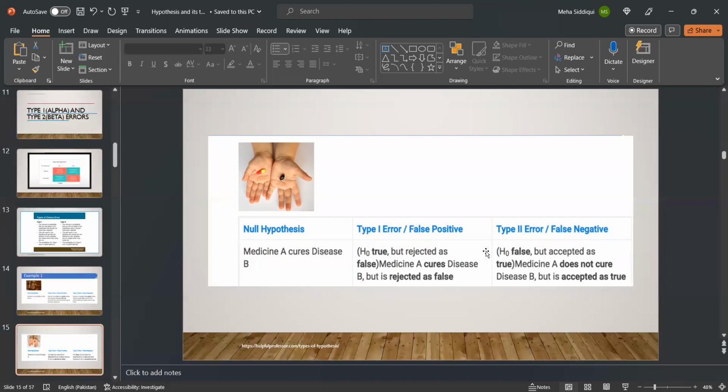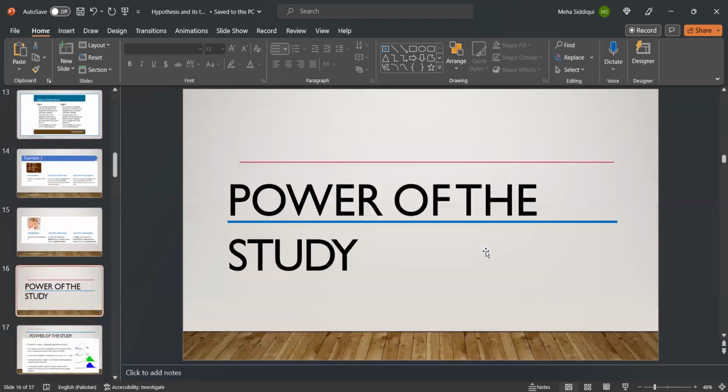Type 1 error: the null hypothesis is true but rejected as false. For example, medicine A cures the disease but is rejected as false. Type 2 error: medicine A does not cure disease B but is accepted as true.